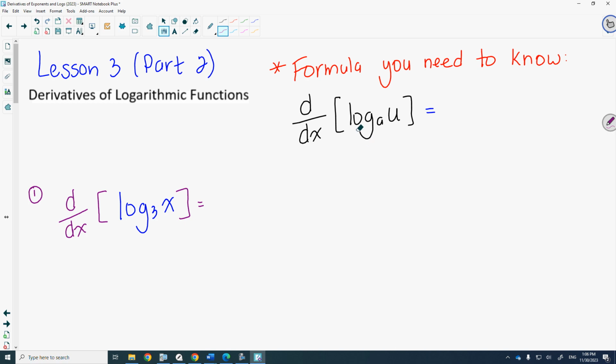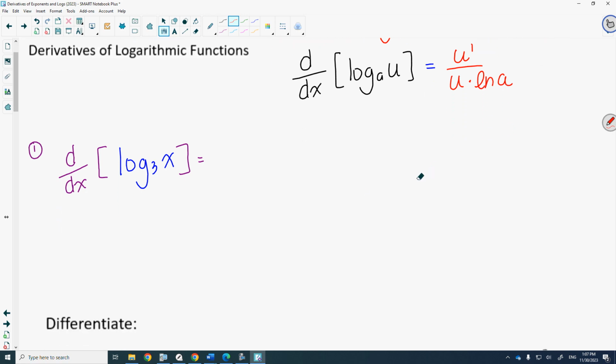So if I have log base a of u and I want you to take the derivative of this, the formula is going to be u prime over u times the natural log of a, and a is going to be whatever the base of our log is. I'll show you in a minute how this relates to the derivative, because it's very close, if you notice, to the derivative of natural logs. We just have this ln of a when we have a different base. So I'll go through that in a second.